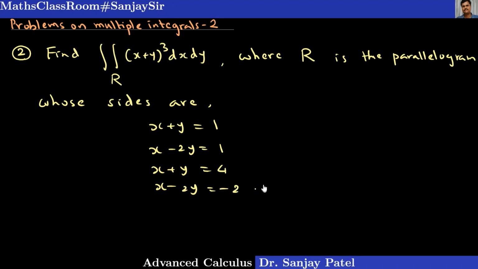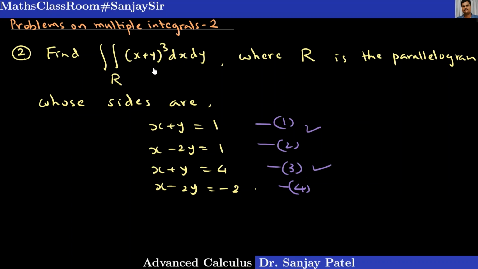Okay. So we want to find the value of this double integral over the region R, which is a parallelogram. You know, a parallelogram is a quadrilateral where both pairs of opposite sides are parallel to each other. And you can see that this first and the third line, let me just give the numbers. So this is the first equation, second equation, third equation, and fourth equation. So equation 1 and equation 3 are parallel lines, and in the same way, equation 2 and 4 are parallel lines as their slopes are the same.